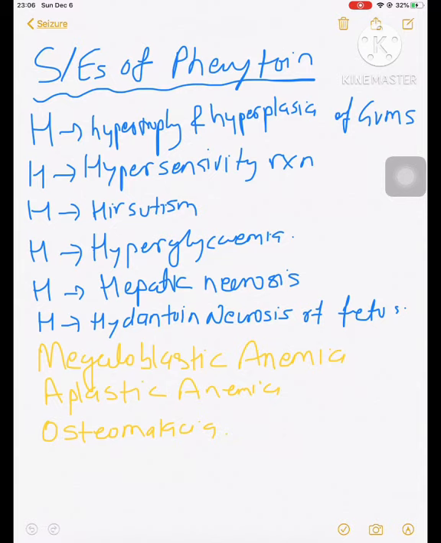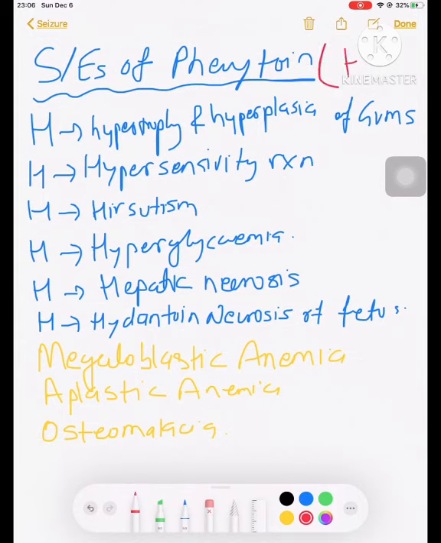The mnemonic is H. Let me write a big H here. If you remember a few of these H's, then it will be very easy. The first one, the most important and peculiar to phenytoin, is hypertrophy and hyperplasia of the gum, so gingival hypertrophy or hyperplasia. If you keep proper dental hygiene, the chances of this happening will be decreased.